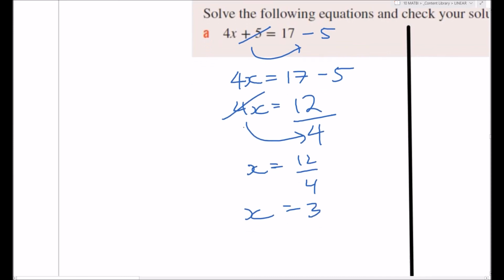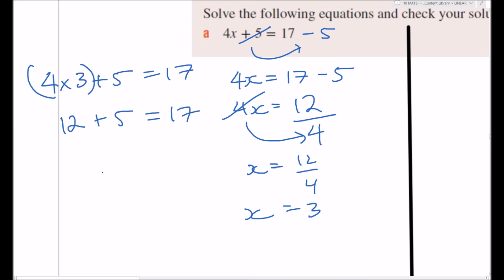Okay, now substitute that back into the formula. 4 times, remember the x represents 3, so 4 times 3 plus 5 is supposedly 17. Let's solve this first. 4 times 3 is 12, plus 5 equals 17, and that makes sense. So we are correct there.